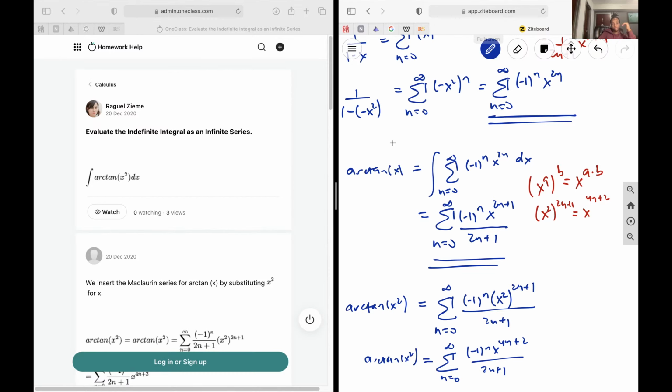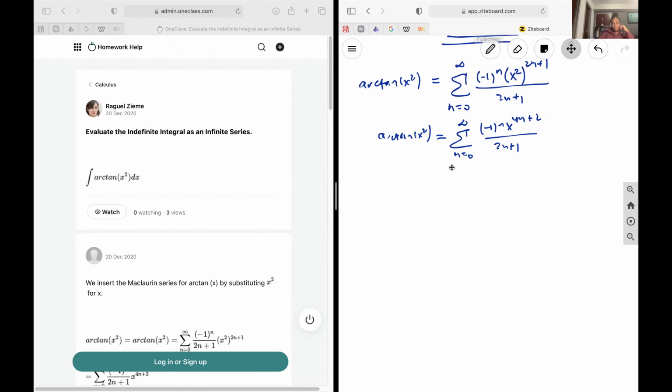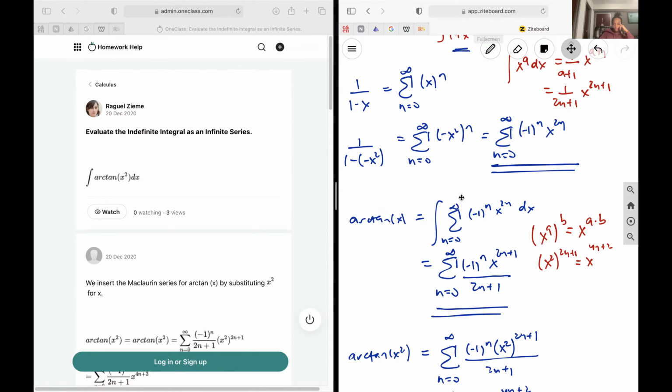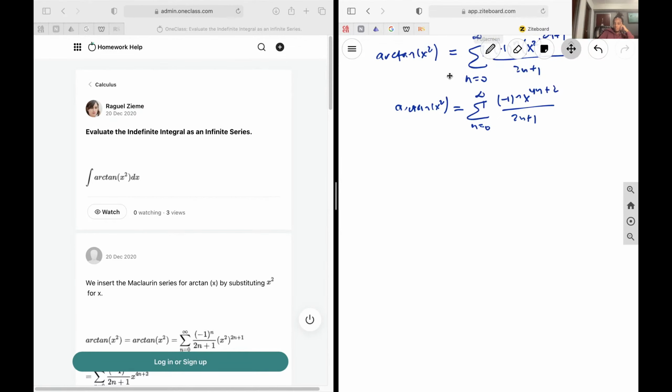But this is not where the question ends. They're asking me to integrate arctan x squared. So let's go about doing that. It's going to be in a similar fashion to how we integrated this. And so I'll get that the integral of arctan x squared is equal to the integral of this infinite series. So negative 1 to the power of n, x to the power of 4n plus 2, all over 2n plus 1. And I'm going to treat it in a similar fashion.